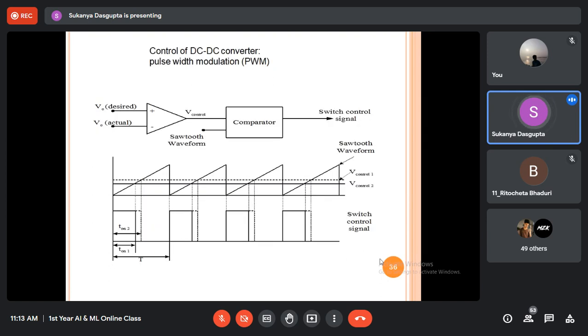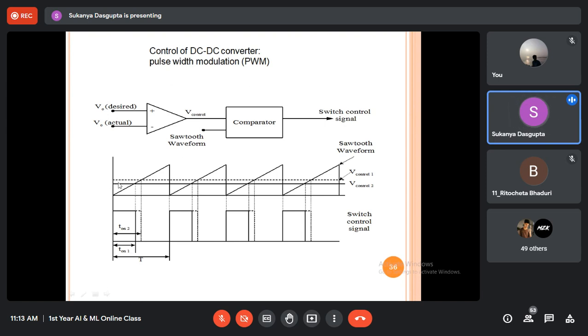So actually, in practice, what we do in order to obtain this variable DC output voltage, we just take a comparator which will compare the desired output voltage and the actual output voltage from the chopper circuit, right? And the difference between these two will create the V control, which is definitely a DC signal.